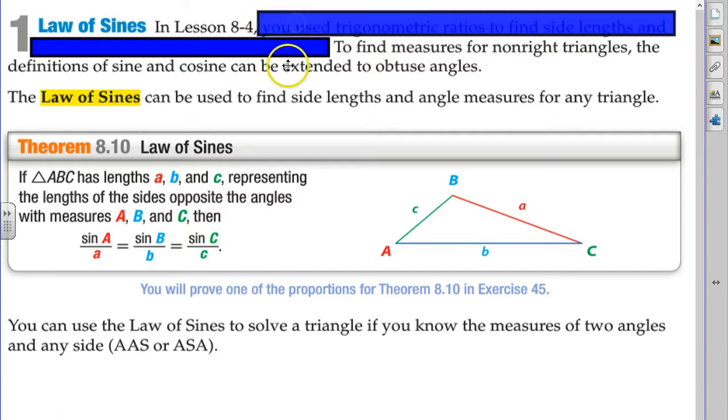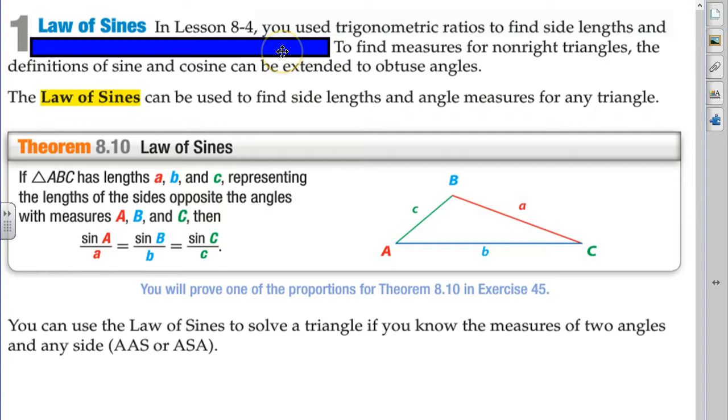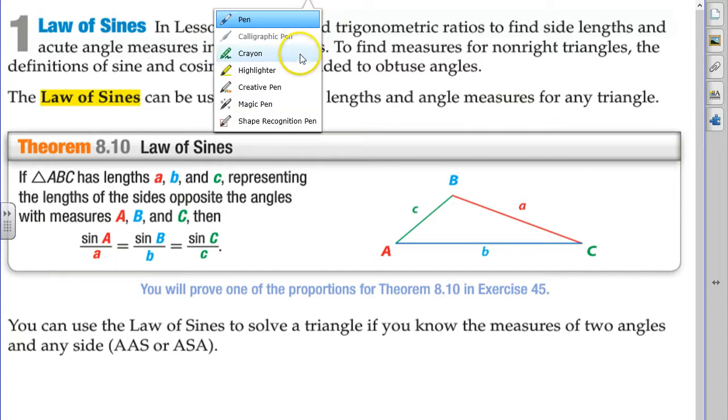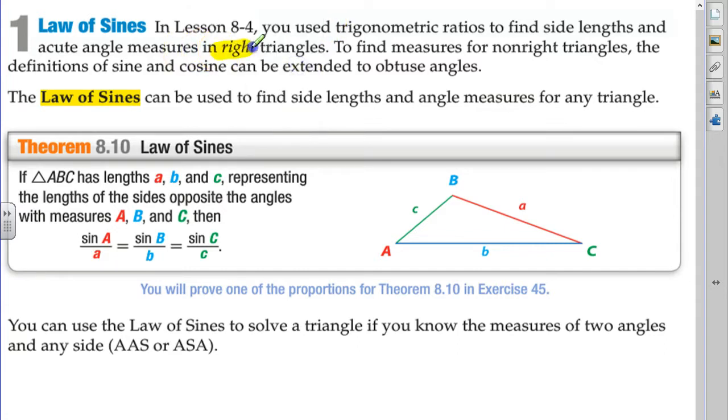So in lesson 8.4, you used trigonometric ratios to find side lengths and acute angle measures in right triangles. That's the key. They were right triangles. So now today, we're going to do things that are not right triangles. So the first one is the law of sines. And you can use this to find any lengths or measures in a triangle given the right conditions.